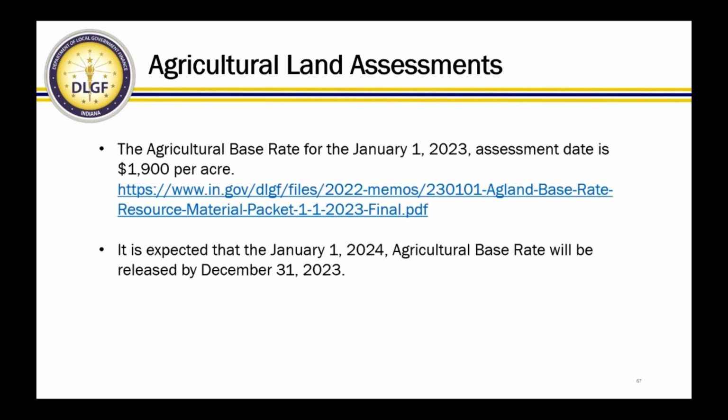So for assessors, please make sure you update your agricultural base rate on an annual basis. We don't have it done quite yet. Hopefully we'll have the preliminary amount done here by the end of the week, but by December 31st, so 18 days away, we will have the agricultural base rate set out in our memo, and that's to be used for the January 1st, 2024 assessments for taxes payable in 2025.